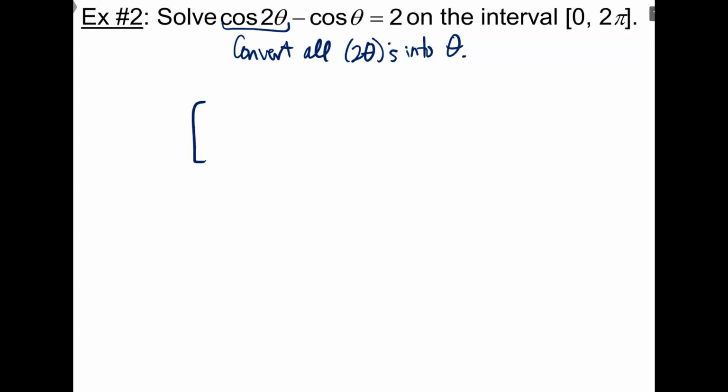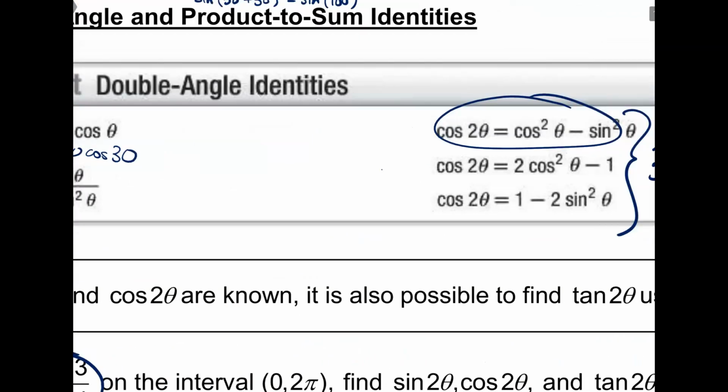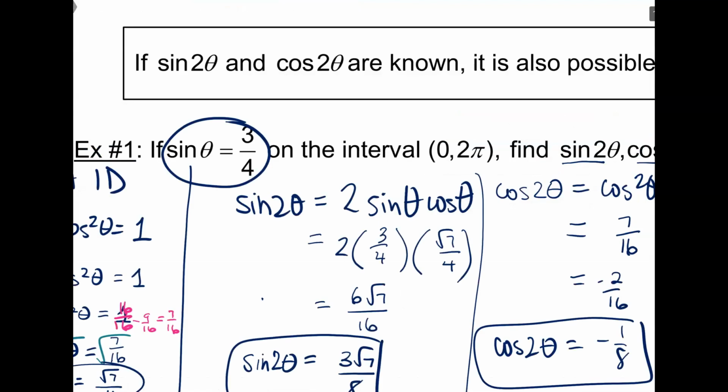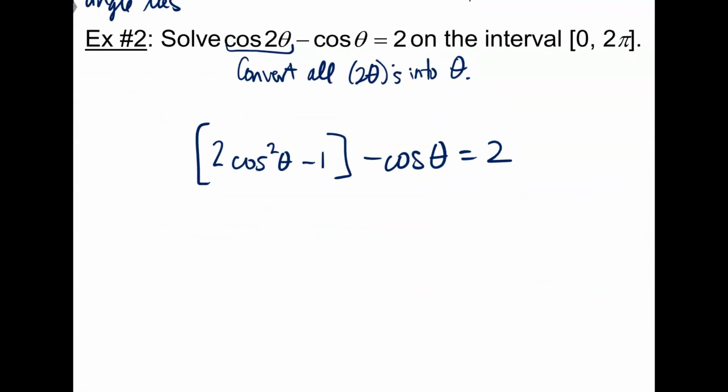So this would be 2 cosine squared theta minus 1 minus cosine theta equals 2. All I did was, instead of saying cosine 2 theta, I used the second option that's up here. I use this one because that way it's all in terms of cosine. Because remember from section 3, I need it all in terms of one trig function.